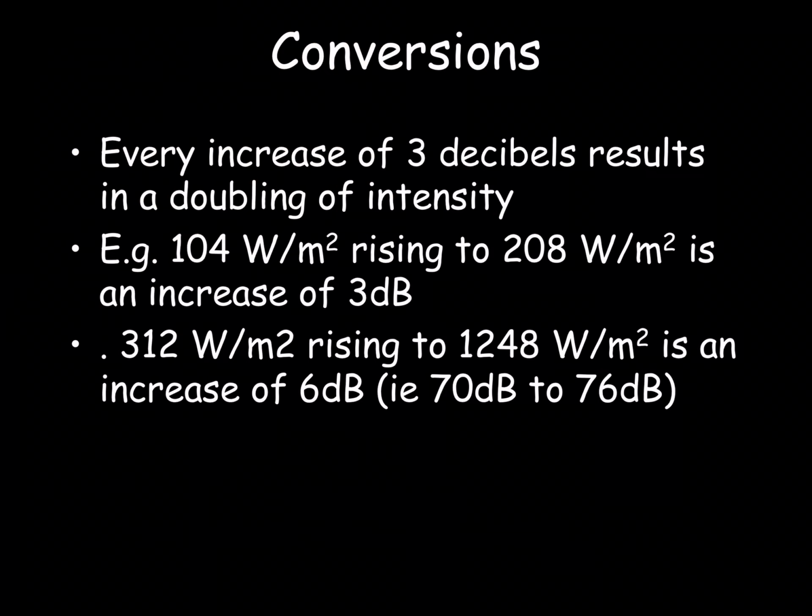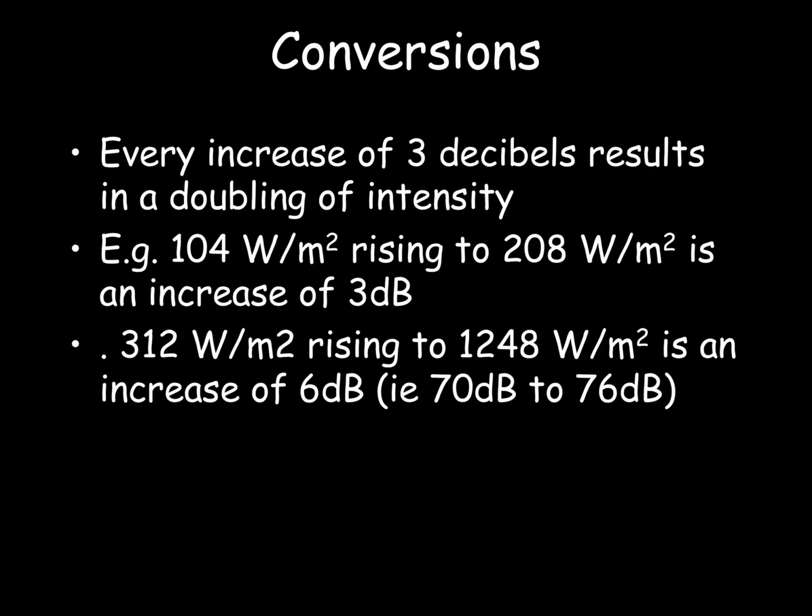Now, just before we leave this whole subject, to go back to what I said about decibels. Every increase of 3 decibels is a doubling of intensity. So, if you're going from 104 watts per meter squared, that's the sound intensity, to 208, that's a doubling of the intensity. The sound intensity level, measured in decibels, has gone up by exactly 3 decibels. Whereas if you go up from 312 to 1,248, that's gone up by 4 times, so it's 6 decibels.